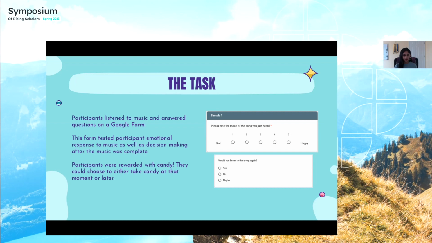There were about 5 questions under each clip of music, and you can see 2 of those examples here on this slide. The first one, on the top, says, please rate the mood of the song that you just heard, and that's gauging emotional response. Whereas the second one is gauging enjoyment. It's testing how much they enjoy the song. And you'll see a little bit later that these 2 will be very heavily used in looking at the quantitative data.